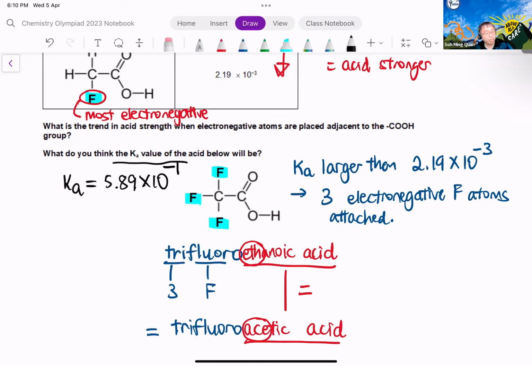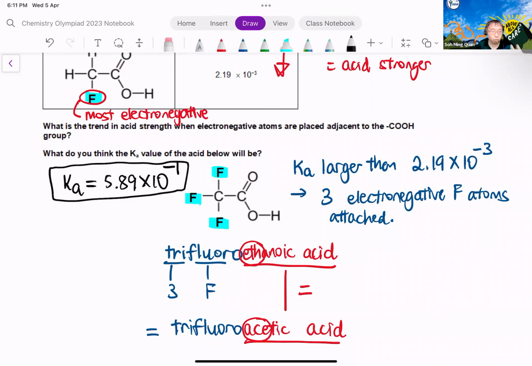Okay. Now, where did I get this Ka value from? From the internet. I just searched for it. Having said that, how do you actually find the Ka value? You will need to do experiments, measure its pH. Then you can do some calculations to find out the Ka value, which is what you will do in A-level.